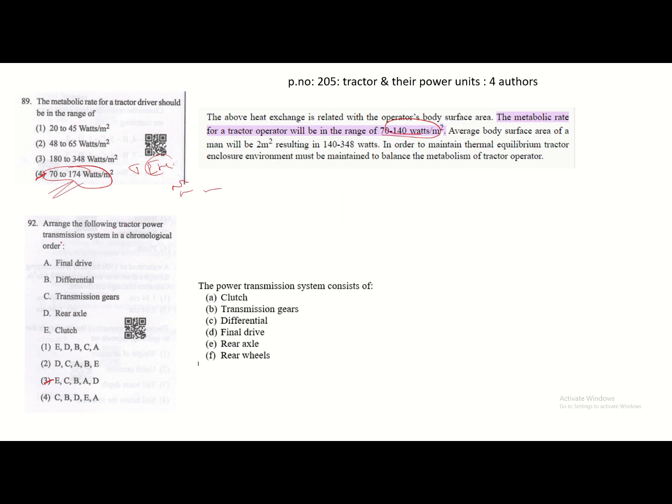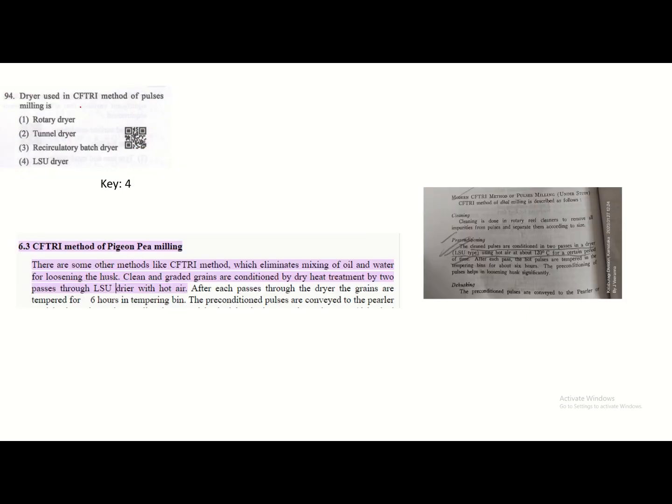Answer is 4. Now arrange the following tractor power transmission in order. This is the engine to flywheel, clutch, gear, differential unit, again the rear wheel. Now arrange all these things. They are not given from here, so they started from the differential unit. That is the gear. So this is the gear, differential unit, rear wheel and power. So this is the correct answer. Now the CFTRI, this is an every-time expected question in CFTRI: drying method.